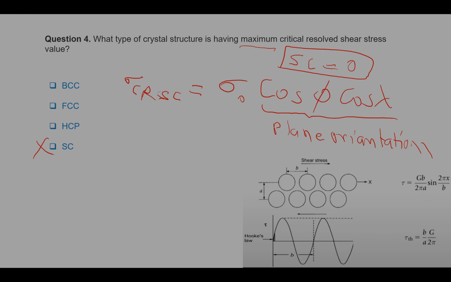So we'll move toward the next. Here the answer will be HCP, since the critical resolved shear stress will be the highest for this, the maximum.